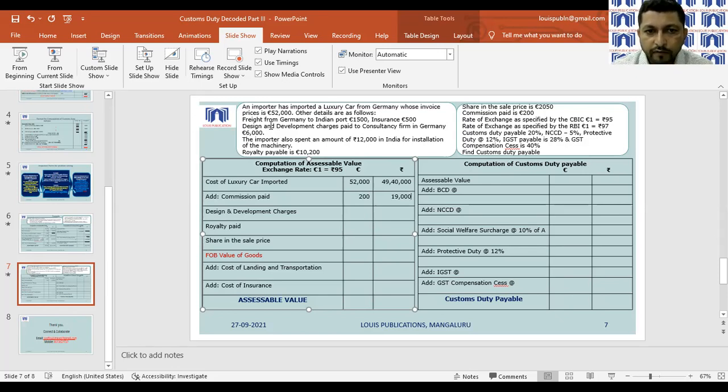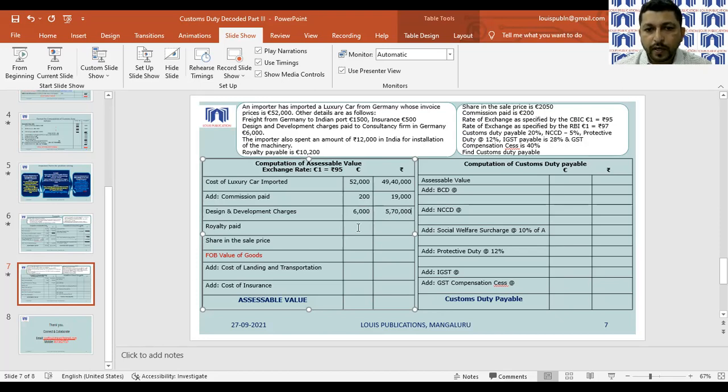Then we have freight from Germany to Indian port and insurance, that is after the FOB value. We have design and development charges paid to a consultancy firm in Germany. Any design and development charges paid outside India must be included in computation of assessable value. So in euro, it is 6,000. Multiply that with the exchange rate, 95. That will give you 5,70,000.